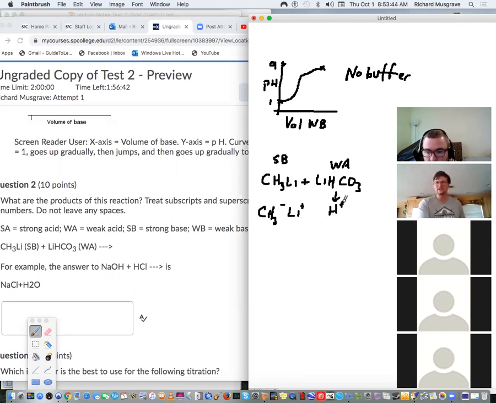So if this is coming up as H+, then the rest of it would be LiCO3-. All I've done is take out the H+ and see what I've got left at the end. So the CH3- will join with the H+, the Li+ will join with the LiCO3-, and I'll end up with CH4 plus Li2CO3. So that would be my final answer.